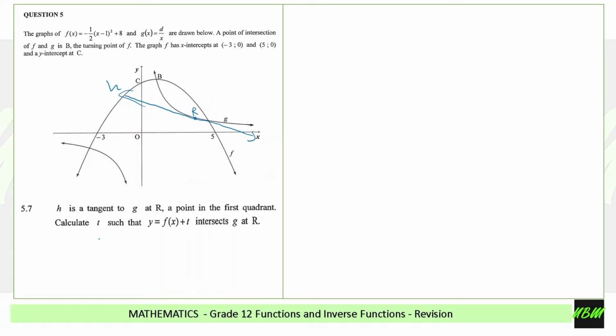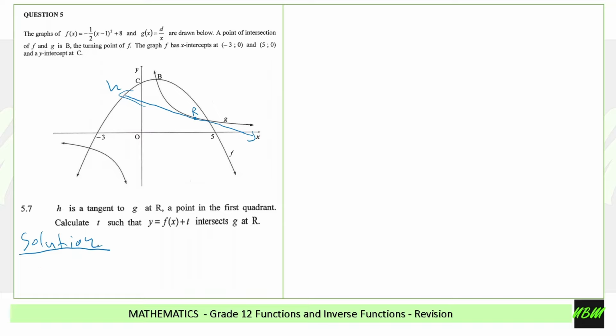So now we have to calculate t such that y is equal to f of x plus t intersects g at r. So firstly, we need to determine the coordinates of r.